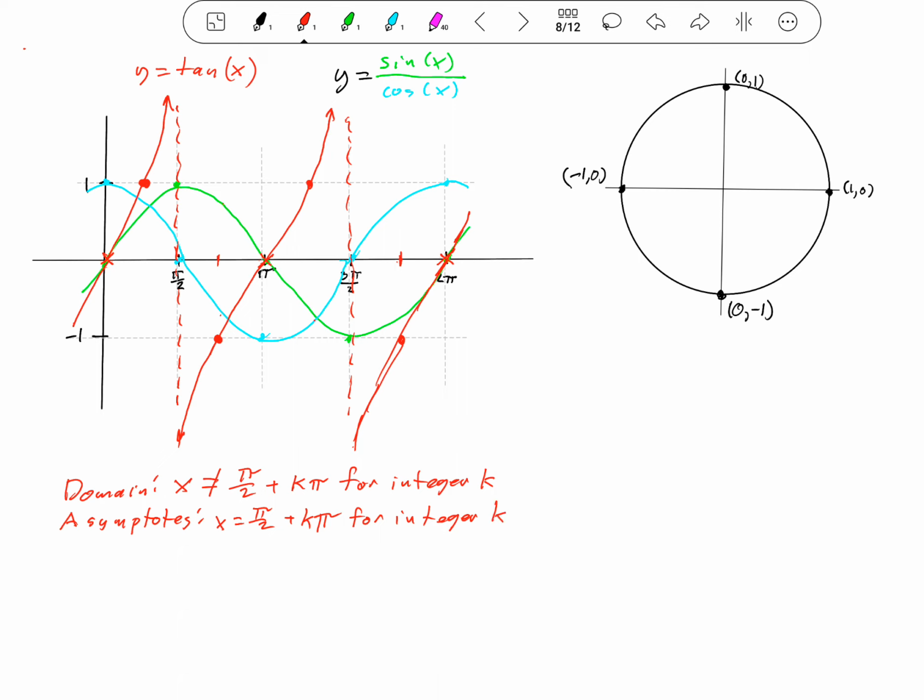Our range is going to be from -infinity to infinity. And our period, well, we start repeating every pi. The distance from one asymptote to the next is pi, and that's where we start repeating. So our period is pi.